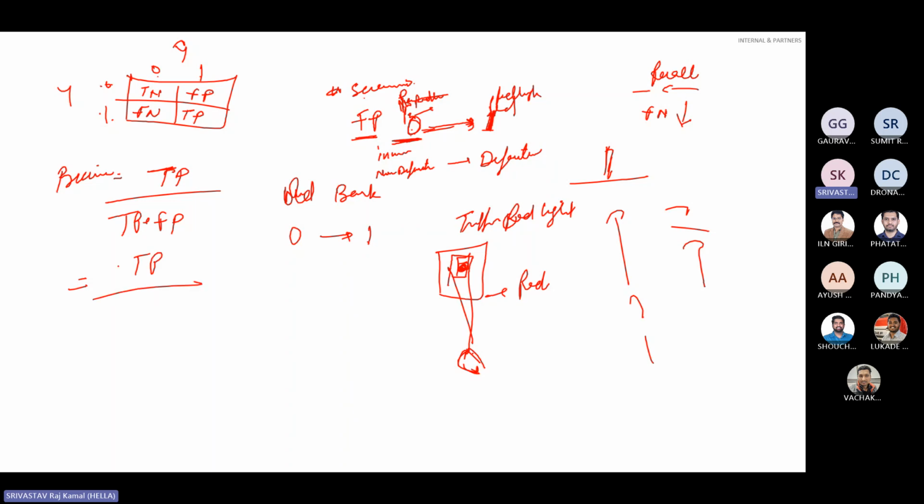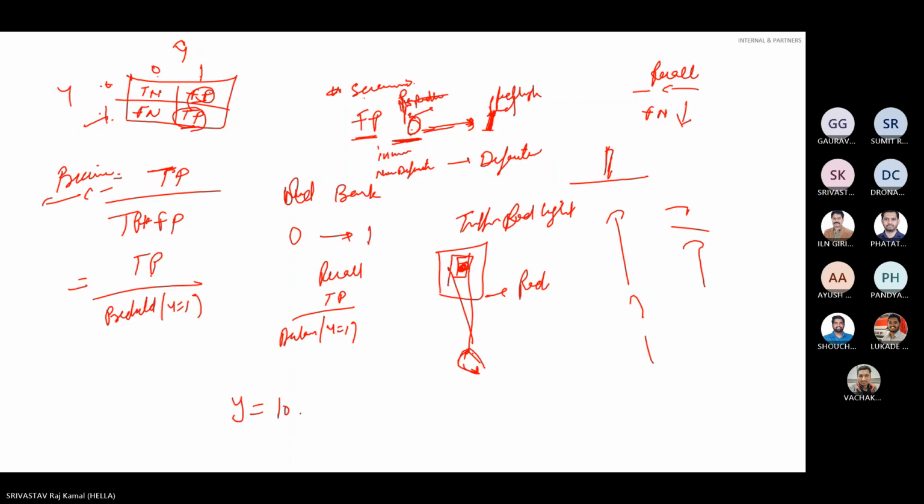That is, true positives upon the cases where predicted y equals 1. See how beautiful it is. Recall was true positives upon actual y equals 1. Precision is true positives upon predicted y equals 1, which is the sum of FP plus TP. In layman's language, I want my model to be precise: of the cases predicted as y equals 1, how well is my model able to solve that?